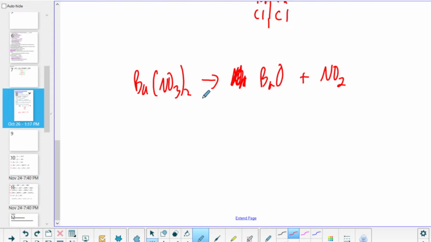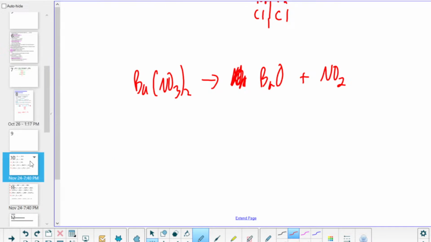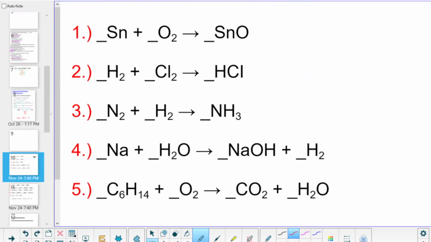See here? Practicing balancing. Okay? What's with the banging?